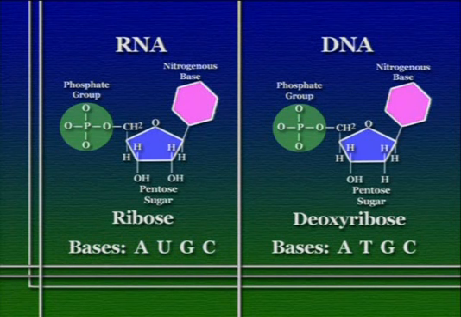And in fact, in the complementary base pairing that goes on in RNA, the uracil again takes the place of thymine. So uracil will complementarily base pair with the adenine instead of thymine in an RNA molecule.